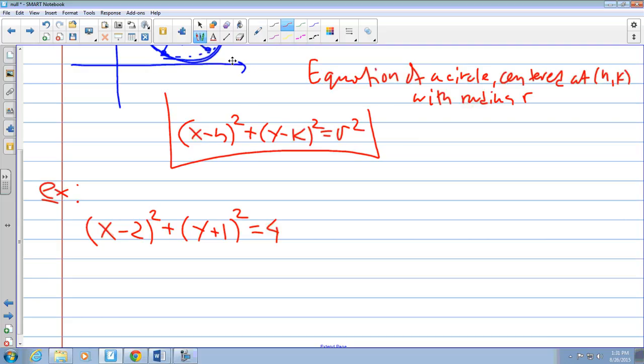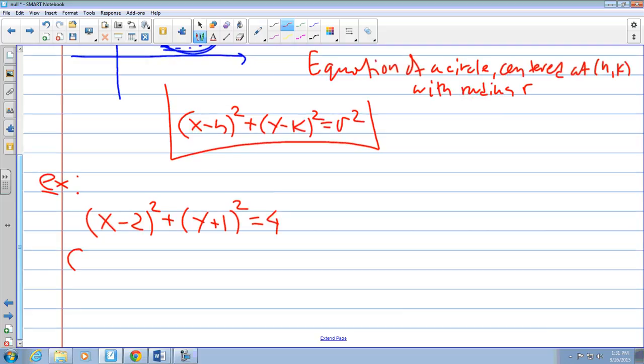So what is subtracted from x? 2. What is subtracted from y? -1. So you're kind of doing the opposite sign thing, because the minuses are already in the formula. Okay, so h is 2, and k has to be -1. So yeah, the center is (2, -1), and the radius is 2.